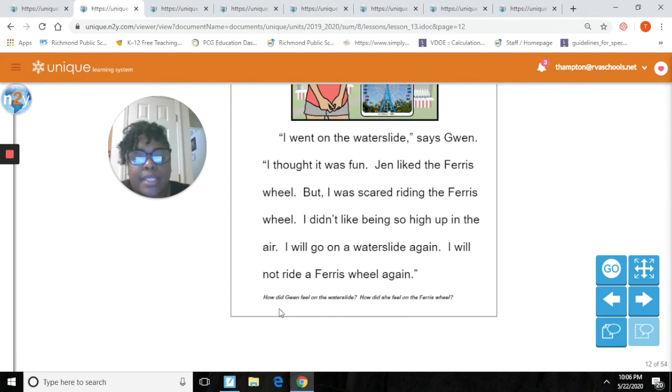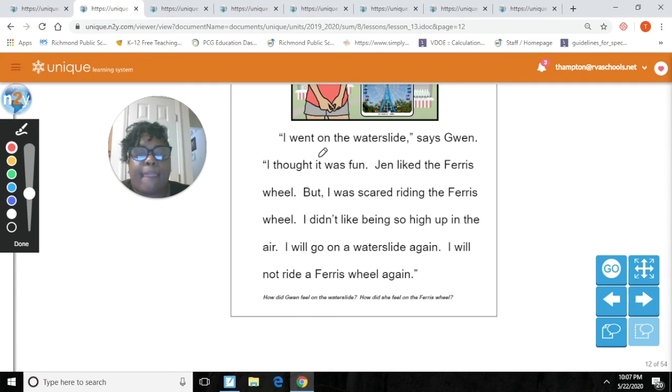And it says here, how does Gwen feel on the water slide? How does she feel on the Ferris wheel? So we have to go to the part of the sentence that talks about the water slide and the Ferris wheel. Okay, so here's Gwen, and she says, I thought it was fun. So now Gwen says she went on the water slide. So how does she feel about the water slide? She said, I thought it was fun. How does she feel about the Ferris wheel?